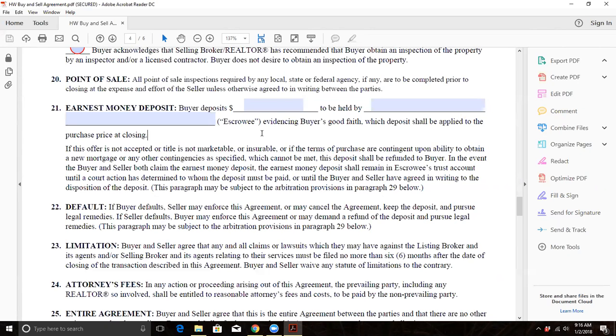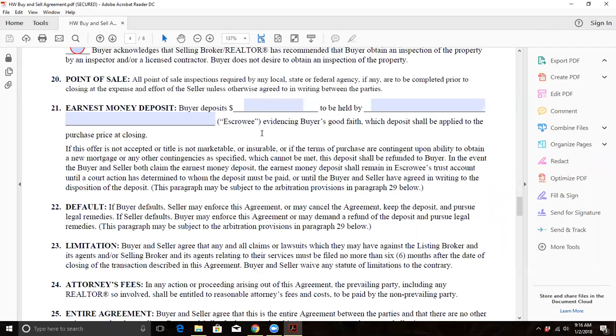If this offer is not accepted or title is not marketable or insurable, or if the terms of the purchase are contingent upon ability to obtain a new mortgage or any other contingencies as specified which cannot be met, the deposit shall be refunded to buyer. Basically, if there's a contingency in this contract that does not get met, that is going to be refunded to the buyer.